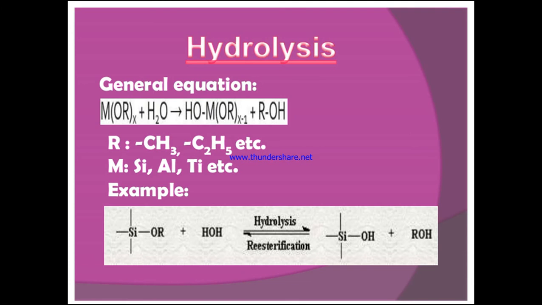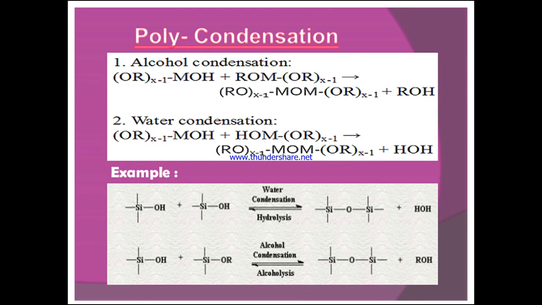When we take an example of silicon, by hydrolysis and reesterification we get silicon hydroxide. In this example, we have taken silicon alkoxide with water. When hydrolysis takes place, we get silicon hydroxide. That is the first reaction which takes place here. The silicon hydroxide is nothing but the sol, that is the colloidal suspension that we will get.